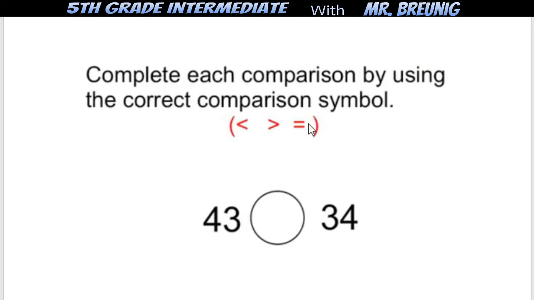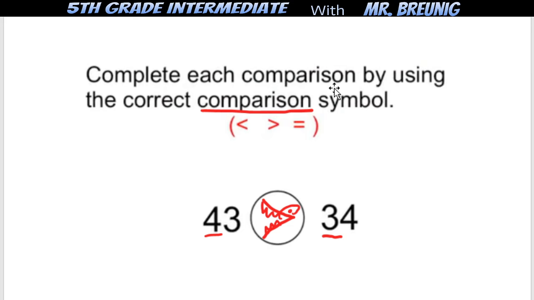This next problem says complete each comparison by using the correct comparison symbol. And remember, the comparison symbols are the symbols we've learned to read from left to right. Less than, greater than, equal to. So 43 compares to 34. I can just look at the first digit and easily see that 43 is greater than 34. And here's my alligator. He's actually taking a chomp out of the biggest number.